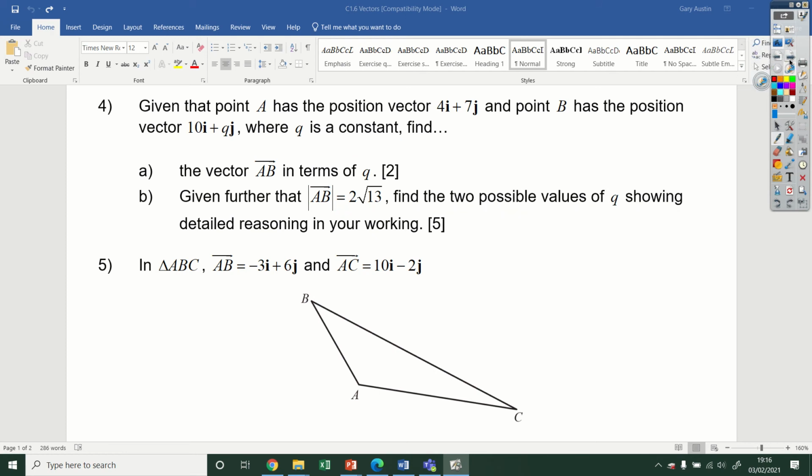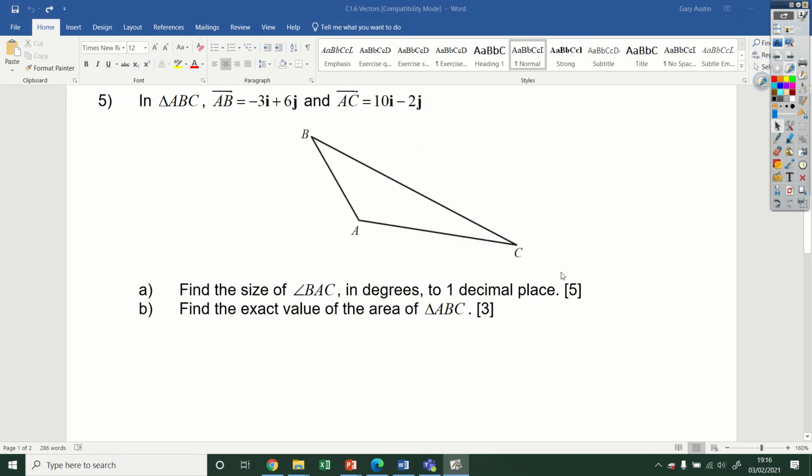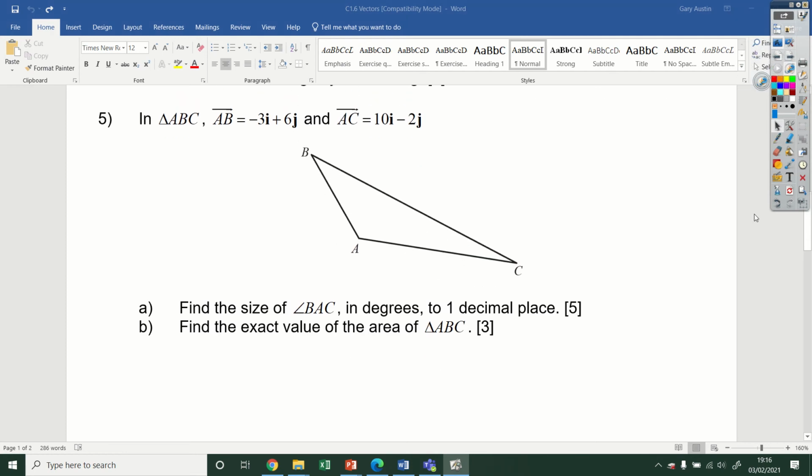Okay, moving on to question 5. It's another triangle question. So you've got the triangle ABC, and it looks like a question that we've done recently in a couple of lessons. So we've got the vector AB, minus 3, 6. We've got the vector AC, 10, minus 2. I want the size of angle BAC, which is the one at the letter A, in degrees to 1 decimal place. Make sure you've got both of those things in your answer, please.